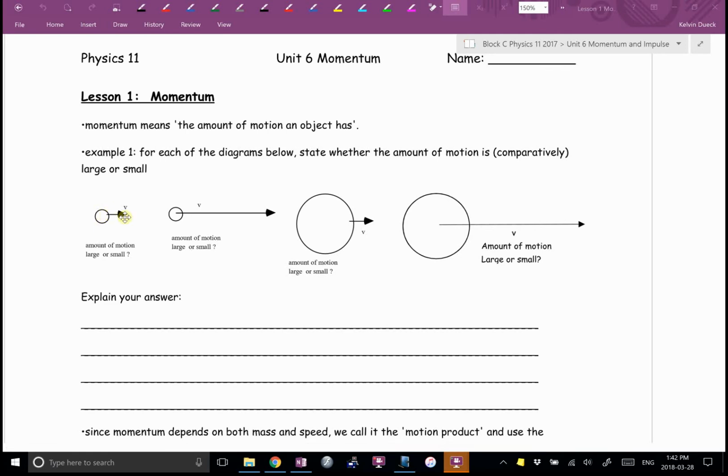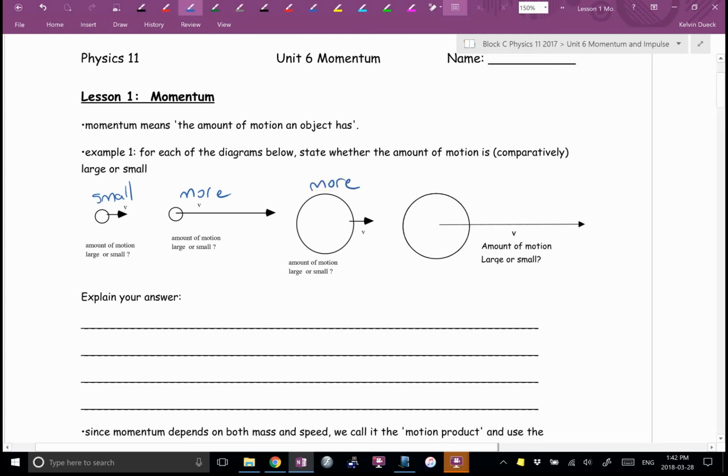David, you were a guinea pig. Lots of motion or small amount of motion? Small. What if I fired that ping pong ball out of a gun? Higher velocity, more motion or larger motion? Yes? A big mass with a small speed can still have more motion than we've started with.